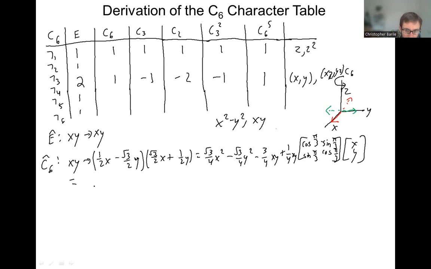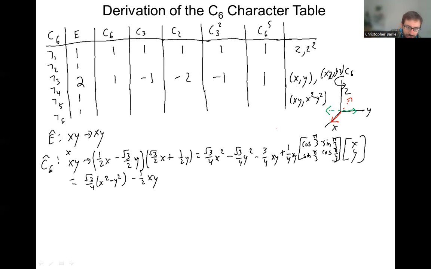Okay, so simplifying that, we can factor out a root 3 over 4 times x squared minus y squared. And we can combine the other terms and get minus 1/2 xy. And so what we see here is that xy transforms as a linear combination of x squared minus y squared and xy. So two for the price of one. What it's telling us is that xy and x squared minus y squared transform together. So whatever function we're deriving here is going to transform together. We got to keep them together.